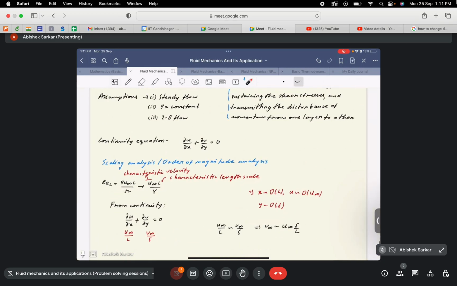So from the continuity equation, we get that ∂u/∂x plus ∂v/∂y is equal to 0. And this is now not equal to 0. Okay. So there is a velocity component along the y direction. However small it may be, there is a velocity component.